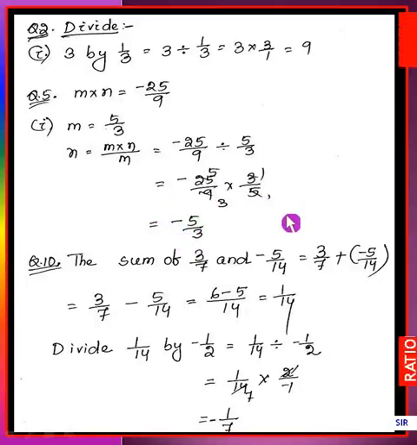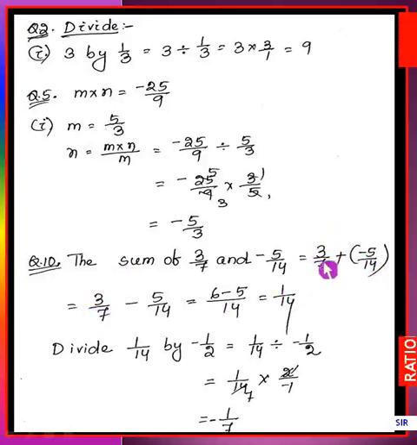Children, next come to question number 10, which is very important. I have not written the question here; you go through the question in your book, and the answer is given here. The sum of 3 by 7 and minus 5 by 14. Sum means we are writing plus minus 5 by 14.